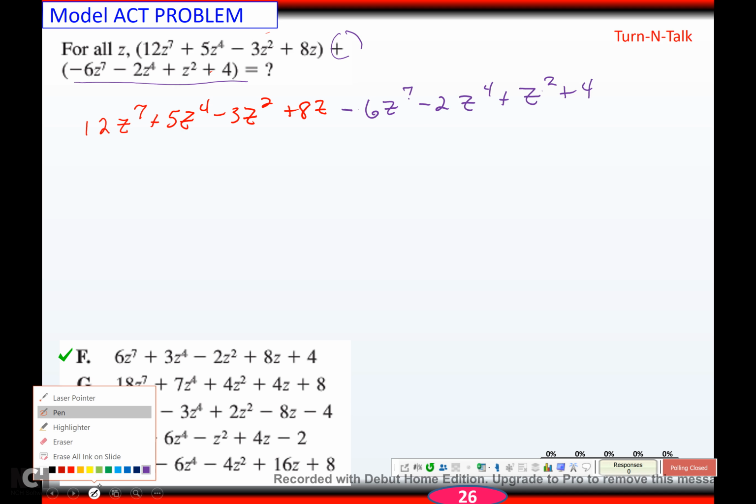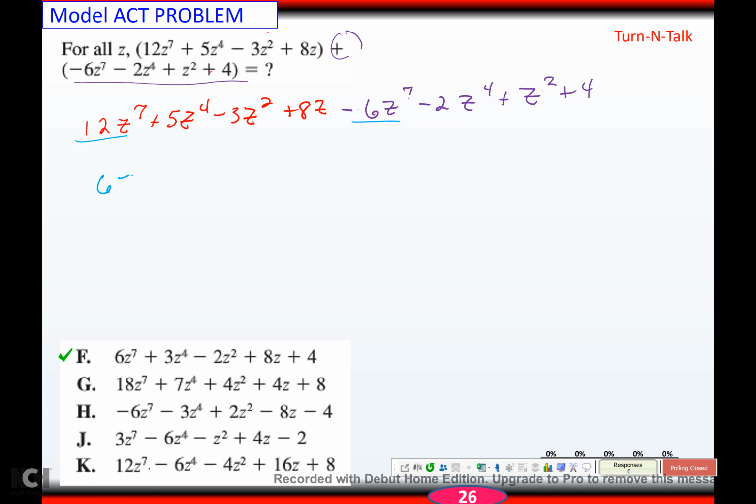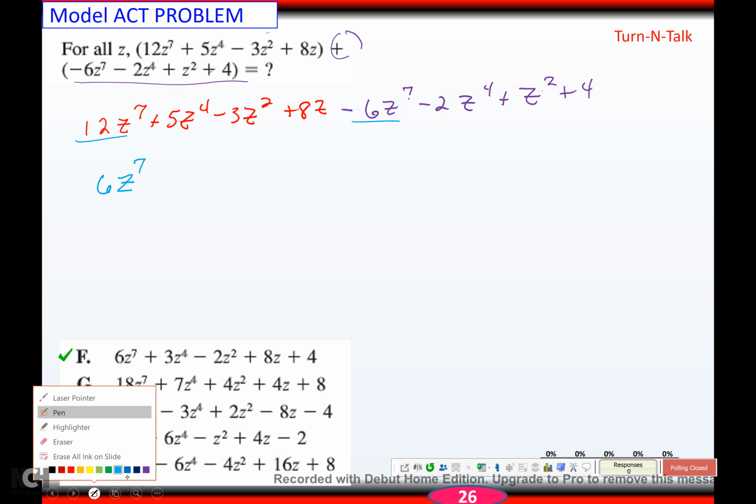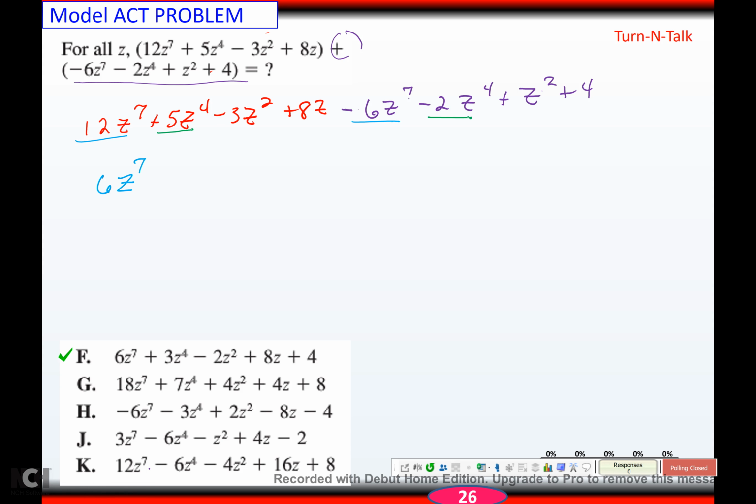So now it's just combining like terms. I have a 7th degree and a 7th degree. 12 take away 6 leaves 6. Let me get a different color. I have a fourth degree and a fourth degree. 5 take away 2 would be 3z to the fourth left.